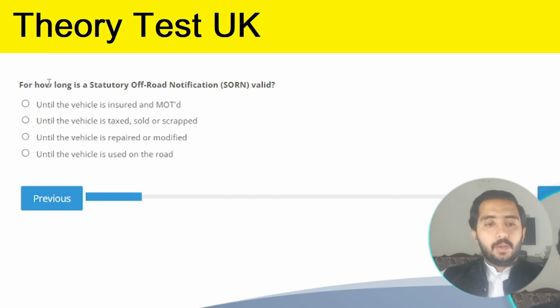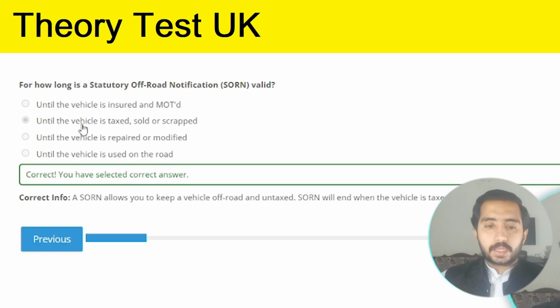Next question. For how long is a statutory off-road notification valid? This notification will be valid until the vehicle is taxed, sold or scrapped. Option B is the correct option.